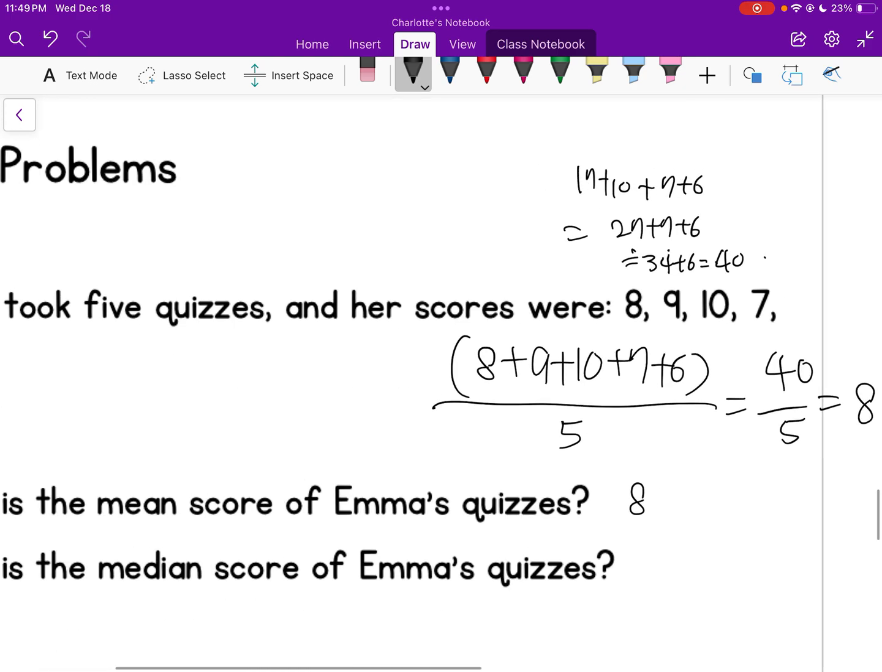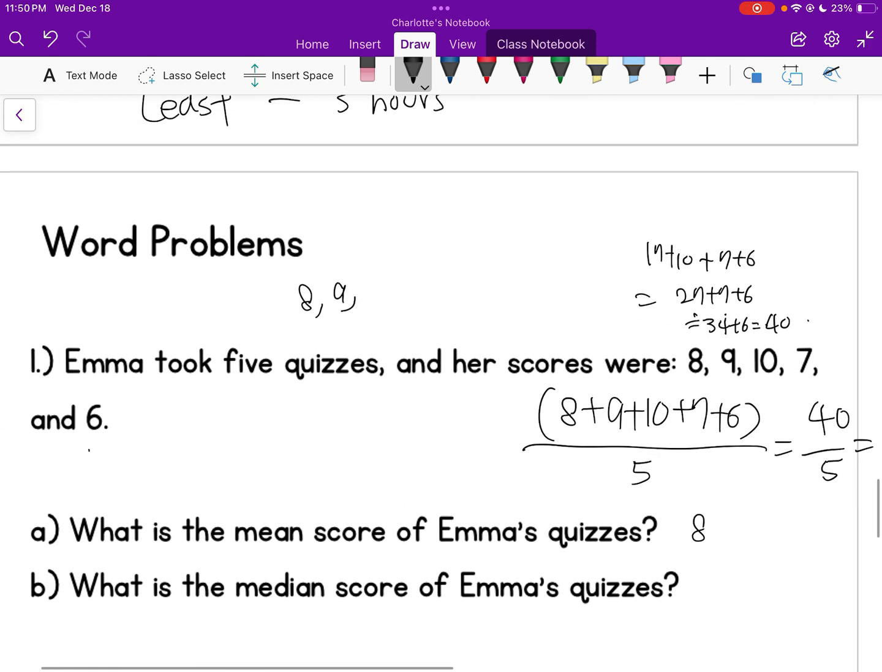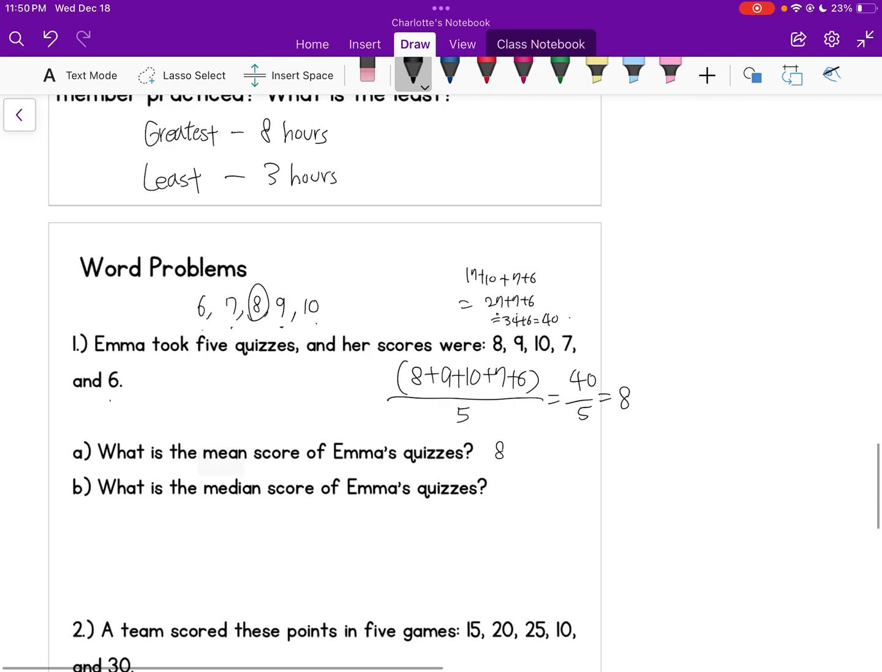And for the median score, you just look at the middle number in the number set. Also make sure to write it in order when you're doing the median, because it might mess up if it's not in order. So 6, 7, 8, 9, 10. And the median is 8, because there are 2 numbers on each side, and 8 is the middle number. So 8.